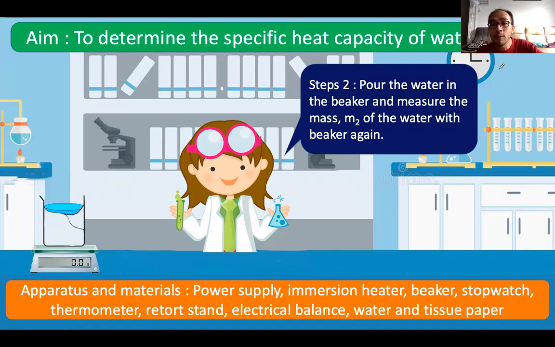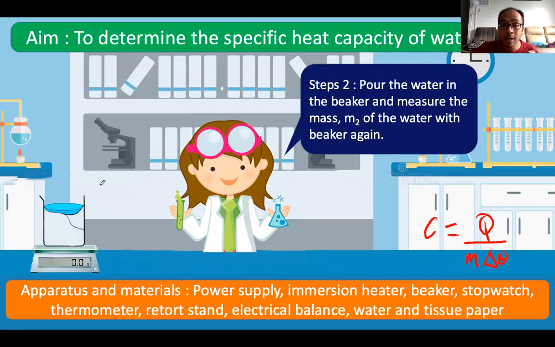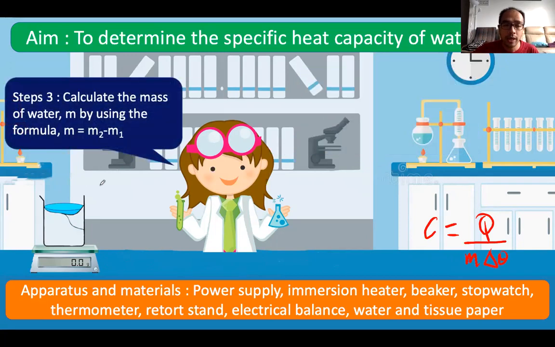Remember, the formula for specific heat capacity is C equals Q over m delta theta, where delta theta is the difference in temperature and Q is the heat energy supplied. But the first thing we need to find out is the mass of the water, how much water we're using to calculate the C. That's why in step one and step two, we measure first the empty beaker, and then the beaker with the water, so that we can find the mass of the water. Step three, calculate the mass of the water by using the formula m2 minus m1.